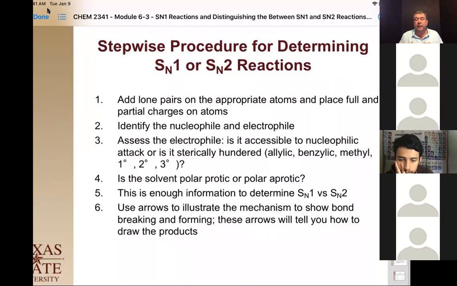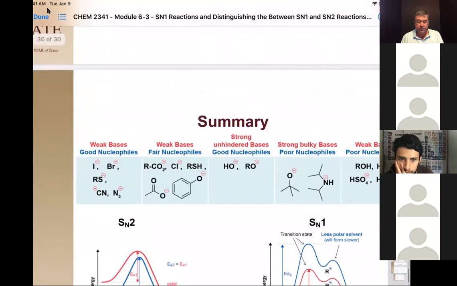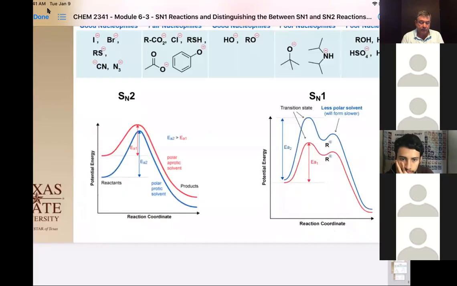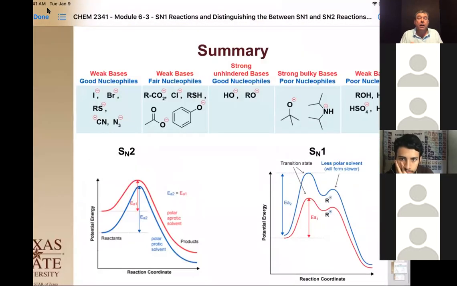This should be enough information to get you to decide between the two, okay? And again, most of the time, the secondary is the one where you have to go through each and every one of these steps. And then the next thing you do is you use arrows to illustrate the mechanism of this bond.